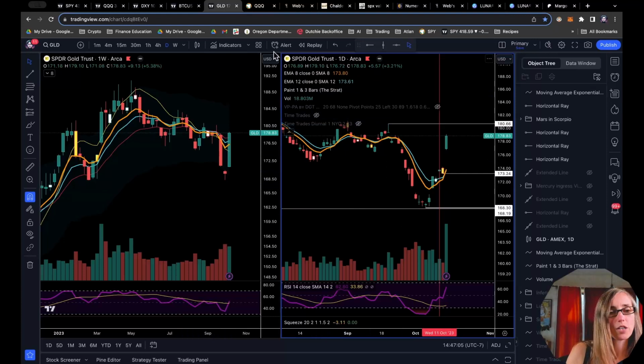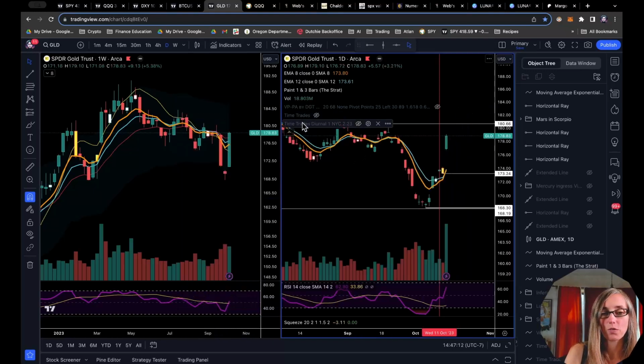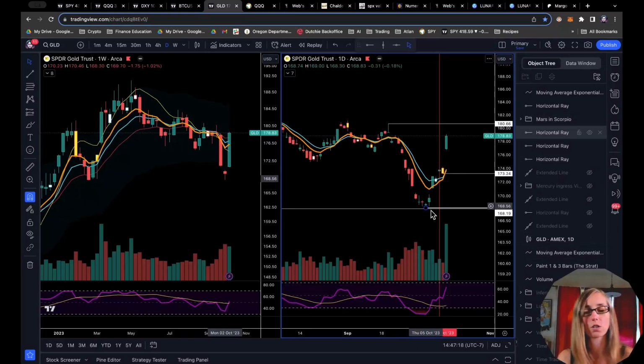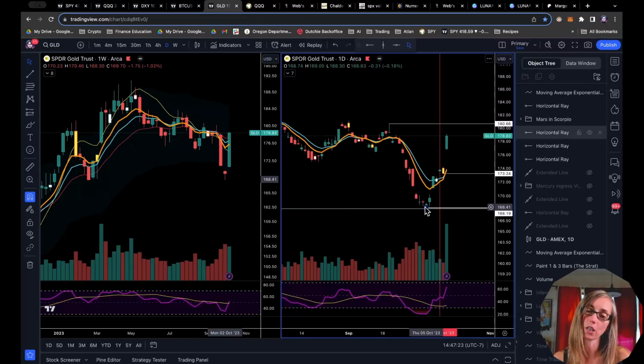So I'm trying to load the Bollinger Bands here and it's just not having it. At any rate, you can just take my word for it, I suppose, that we tapped here at the 3 standard deviation to the downside, and gold has a historical bounce point when it hits that point. So again, we saw confluence, which was a great entry.